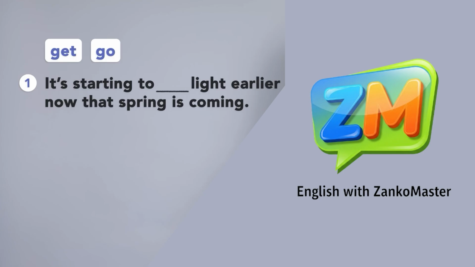1. It's starting to light earlier now that spring is coming. Is it get or go? Well done if you chose get. Remember, get collocates with light and dark, with a similar meaning to become.